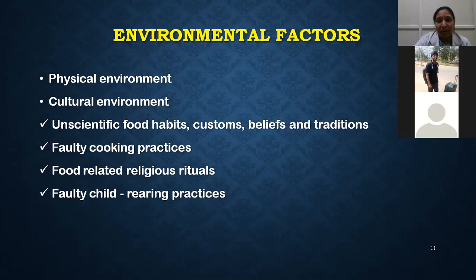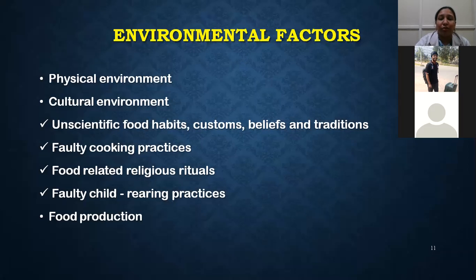So the child rearing practices are very important, like the feeding, taking care of the child has to be a pivotal role of the mother, especially because if she is not aware of all that, the child, whose mother is innocent or ignorant about the bringing up of the child, may land up in malnutrition. Okay.